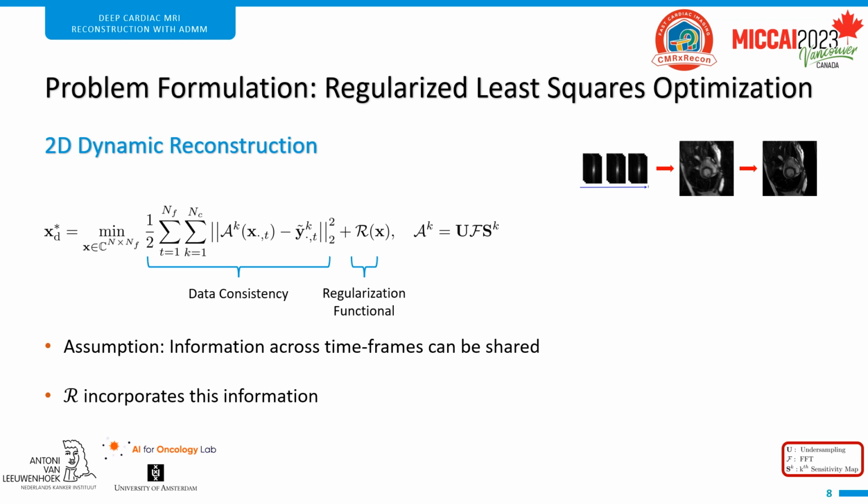In the 2D dynamic reconstruction setting, we tackle a similar optimization problem with the difference that we aim to reconstruct not just a single image but an entire sequence of images over different time frames. One critical assumption here is that information across time frames within the same slice can be effectively shared. The choice of the regularization functional aims to enforce this assumption. By sharing information across time frames, this approach can leverage temporal correlations, potentially improving reconstruction quality.